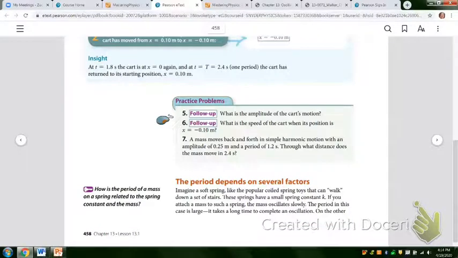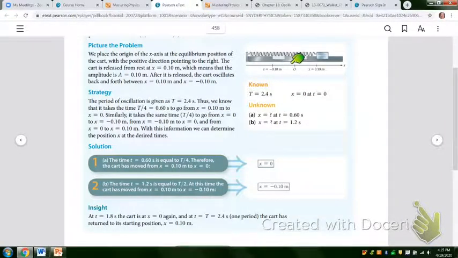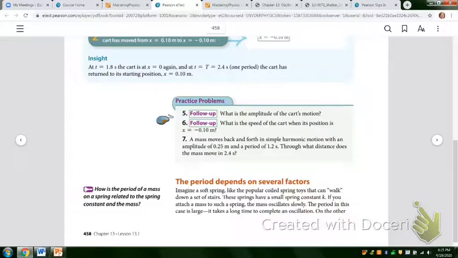All right, on that same page, underneath that problem, we have problems 5, 6, and 7. 5 says, what is the amplitude of the cart's motion? Well, remember what amplitude means. Amplitude means its maximum displacement from the equilibrium point. So if you go back and look at the spring, the maximum amount it's displaced from its equilibrium point is 1/10 of a meter. So that is its amplitude, the maximum amount it gets displaced. So the answer to 5 is 1/10 or 0.1 meters.